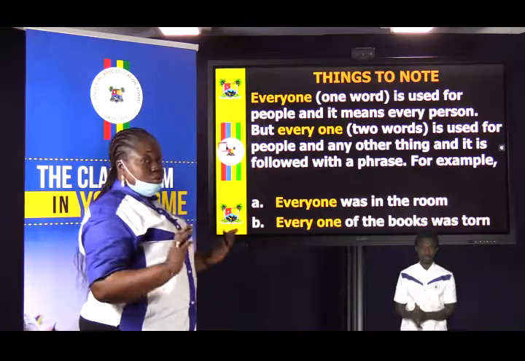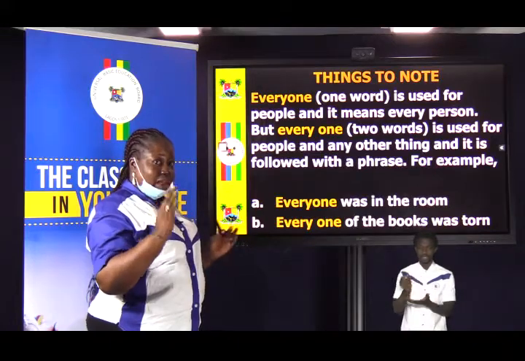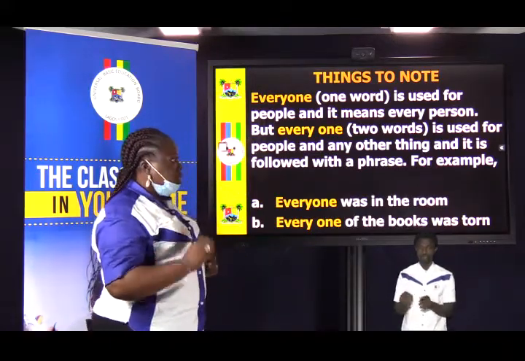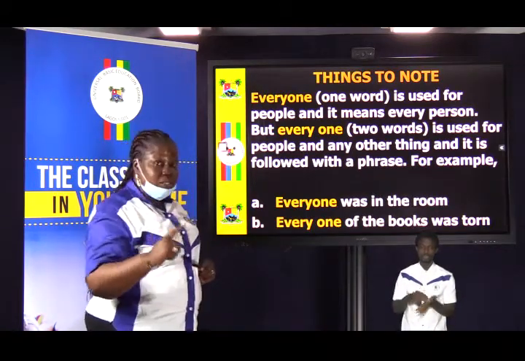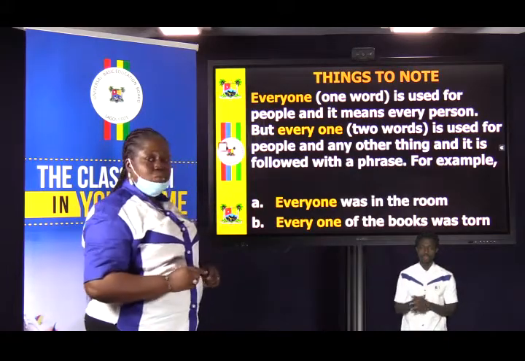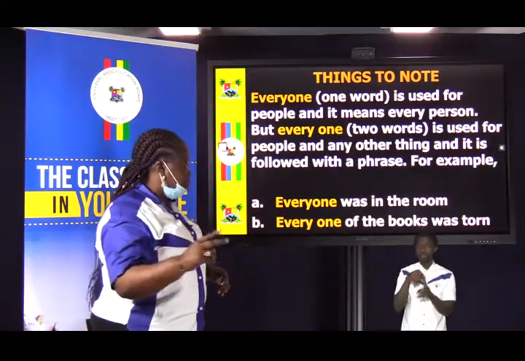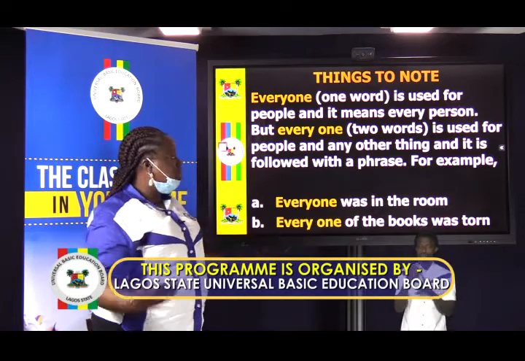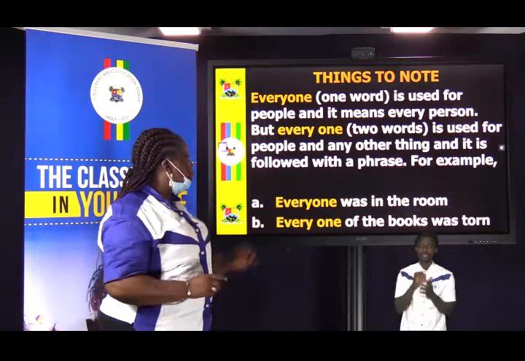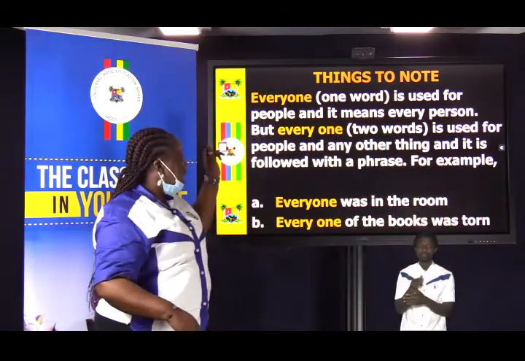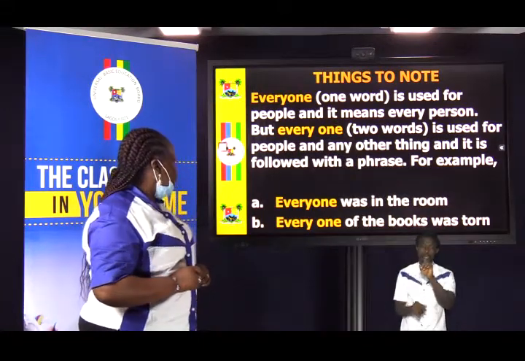Now, let us note this. Everyone, when it is written together as one word, is used for people, and it means every person. But when you write every as a word and one as another word, when you write it as two words, it is used for people and any other thing, and it is followed with a phrase. There is a difference between everyone written as one word and every one written as two words. Did you get that? Okay.